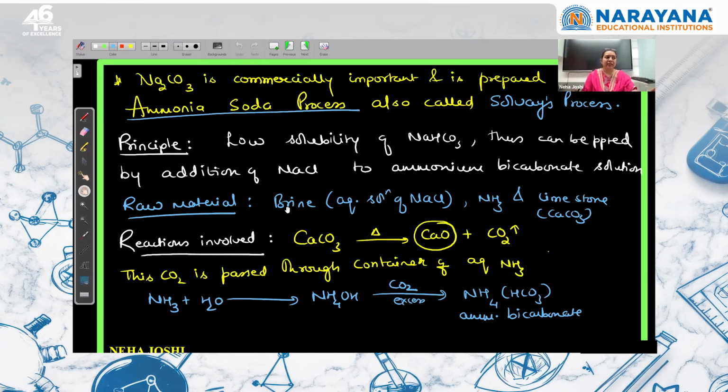So now raw material is simple. You take brine. Brine is aqueous solution of NaCl. You have to take ammonia, and limestone. Now limestone is a very inexpensive form of raw material. Similarly, brine is also not that expensive. The main cost here is of ammonia, which will be recycled. So उसका भी हमें बहुत नुकसान नहीं होगा.